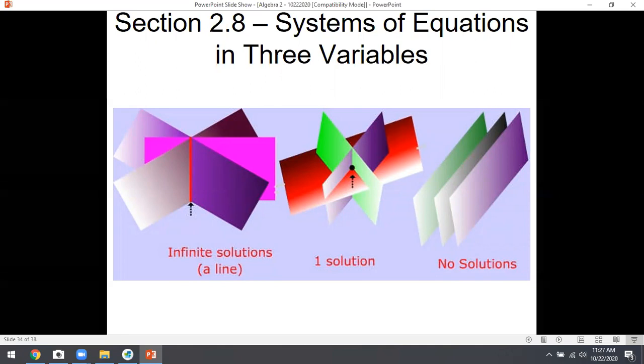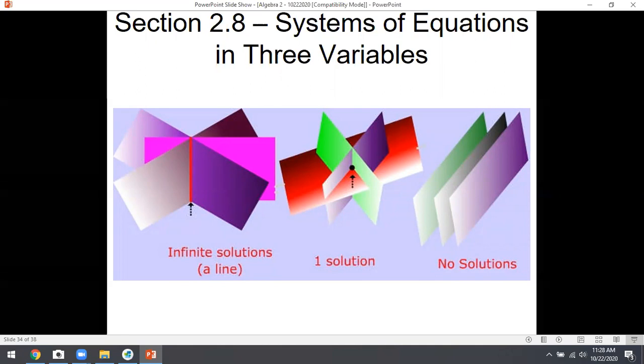This graph is a plane. This graph is a plane. This graph is a plane. Could planes intersect? Yes. They could intersect in a line, or they could intersect at a point, or is it possible for them to not intersect at all? Yeah. So, old buzzwords again.